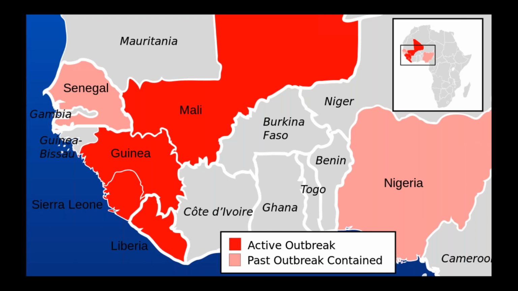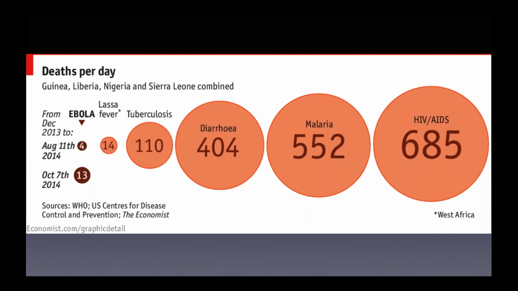Now that's one thing. The other thing in terms of geographic illiteracies is how the world viewed this crisis. I mean, at the height of the mortality of Ebola, in August 11th to August 17th, August 7th, 2014, about 13 fatalities a day from Ebola. During that same period, as this display shows, there were 685 deaths from HIV, 552 from malaria, 404 from diarrheal diseases, 110 from tuberculosis, and Lassa fever claimed 14 people on August 11th.